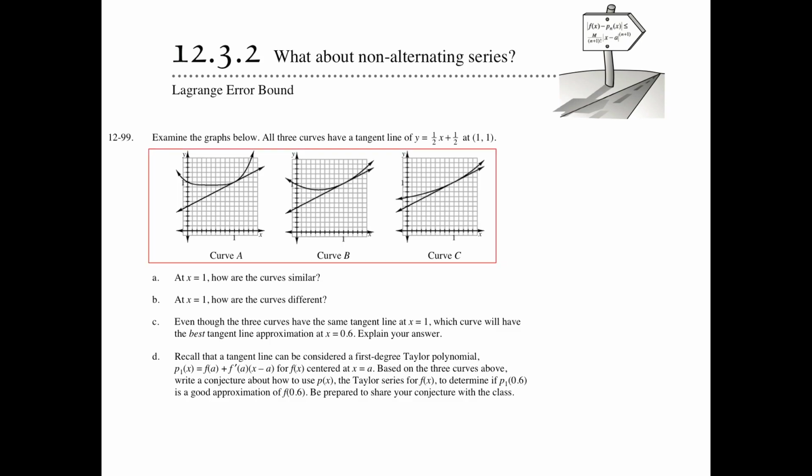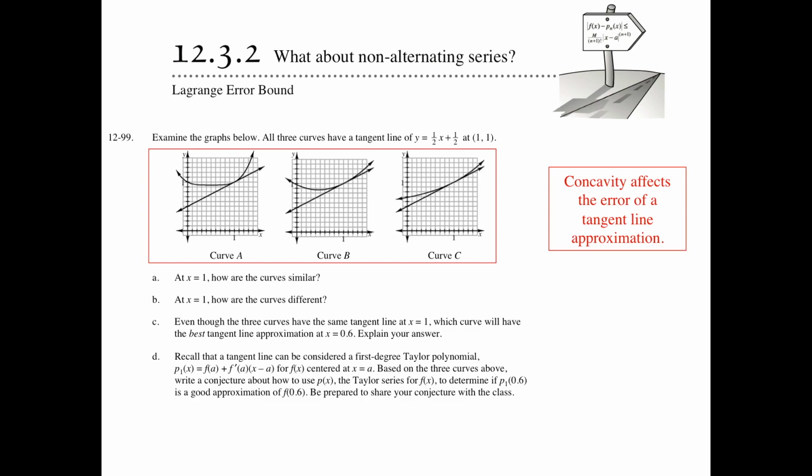In this case, 3 different curves all have the same first-degree Taylor polynomial or tangent line centered at 1. Now, your students should notice right away that the concavity of these curves affects the size of the error of the approximations. Now, concavity, of course, is determined by the second derivative of the curve, which is a part of the n plus 1th term of a first-degree polynomial.